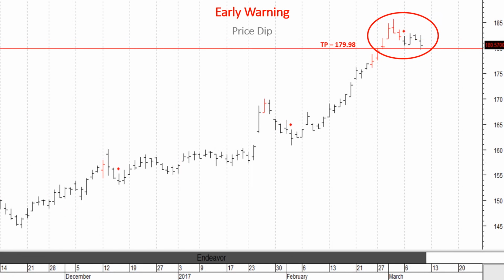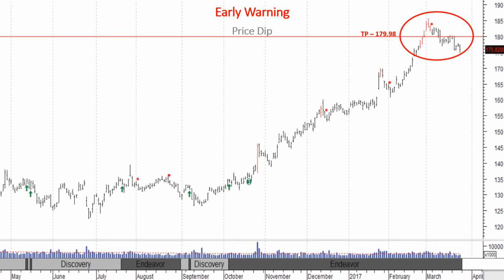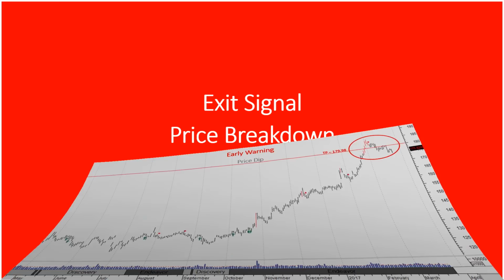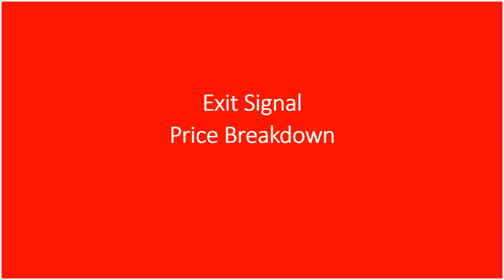3 days later, price crosses the trigger point, confirming the signal, and you should expect a dip in price. As you can see, price took a dip, but that's no surprise to us, since we knew that was likely to happen 3 days before it even began. Now, let's take a look at our exit signal. Exit signals identify when price is breaking down, signaling the end of upward momentum.